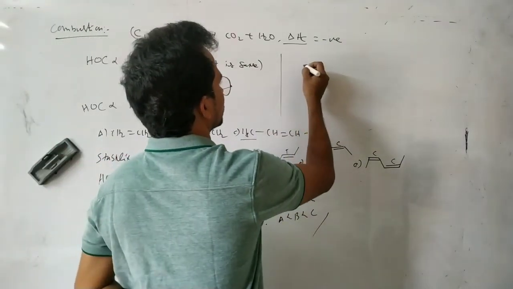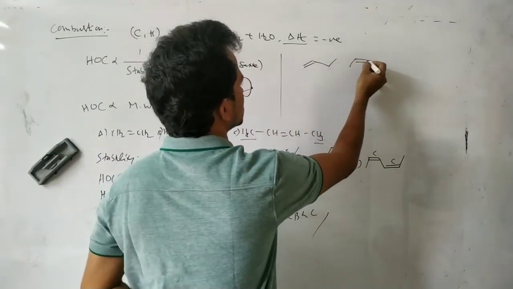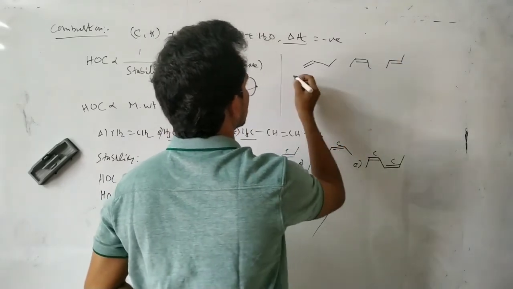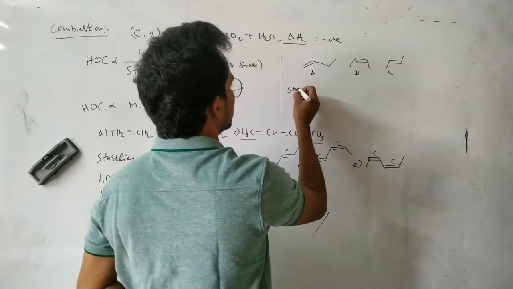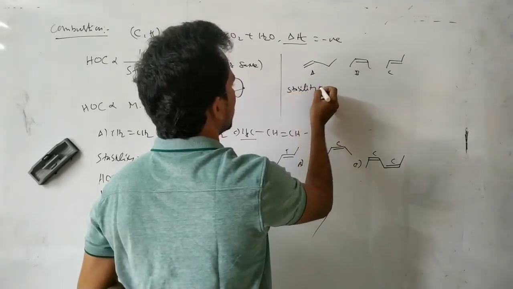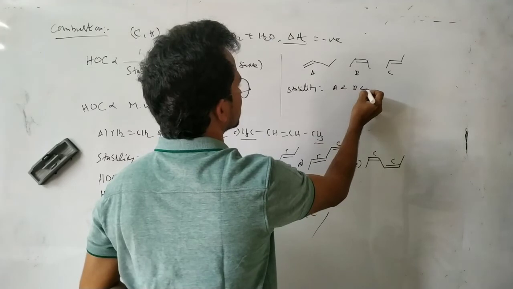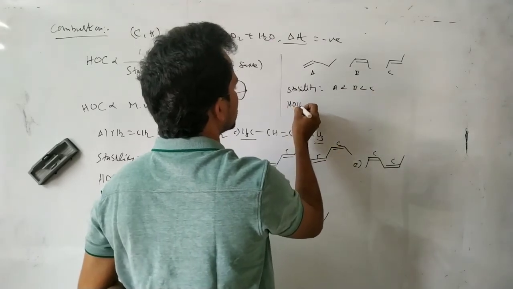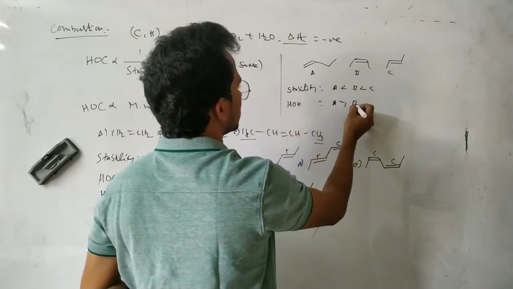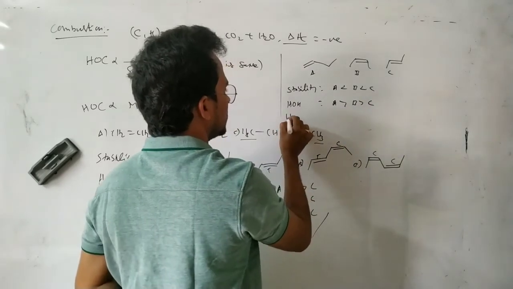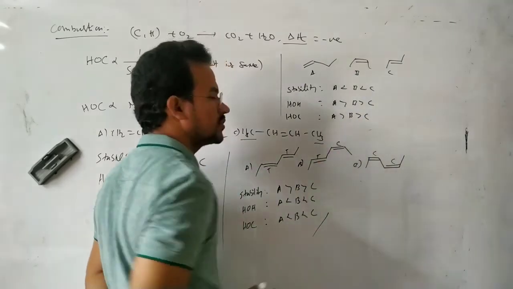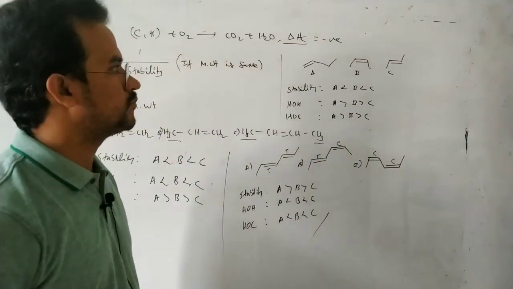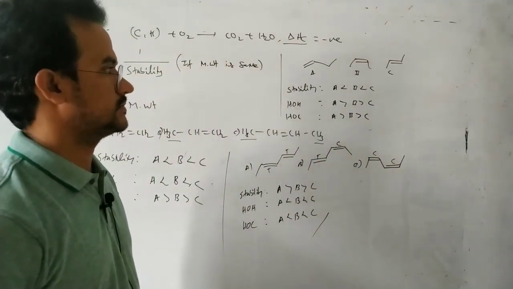And first of all, see this one: 1-butene, cis-2-butene, trans-2-butene. Here A, B, C. Yes, stability, you know this one: A less than B less than C. So heat of hydrogenation: A greater than B greater than C. Here heat of combustion, again A greater than B greater than C, inversely proportional to stability. Okay, that's it.